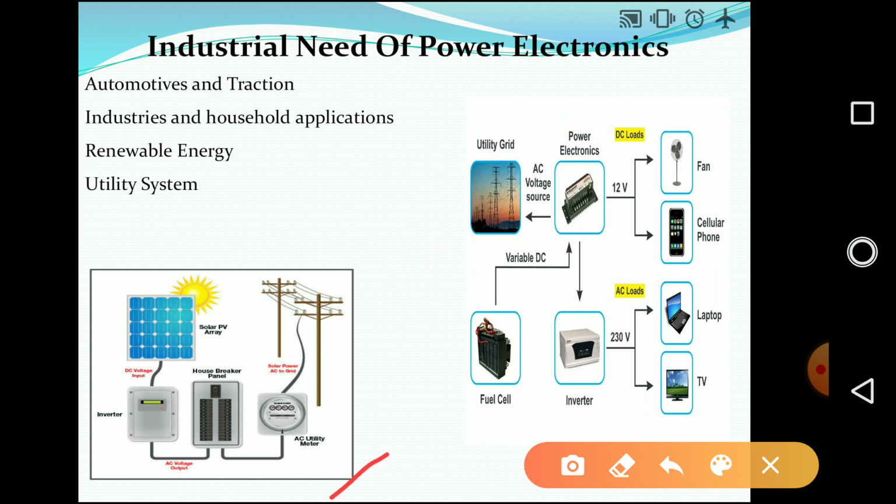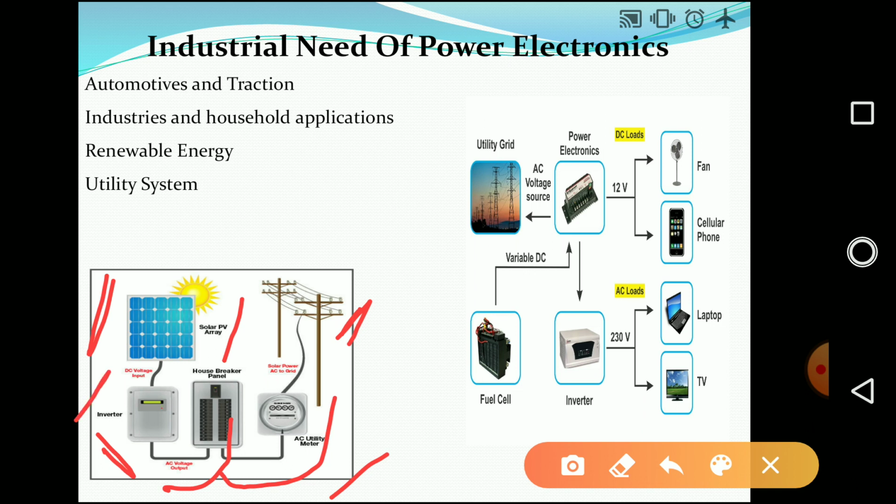Next, in this image we are going to see the AC supply connection and a solar panel. The AC supply connection is given to the household through the meter and the panel, and from the panel the connection is given to the household applications. This available supply is in the form of AC, and that AC is used for some applications in the house. But here we also see a solar PV array which generates solar energy in the form of DC. That DC is given to the inverter, and from the inverter we take AC.